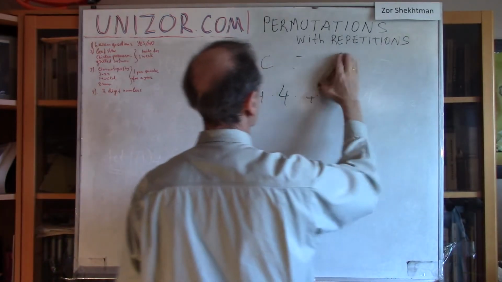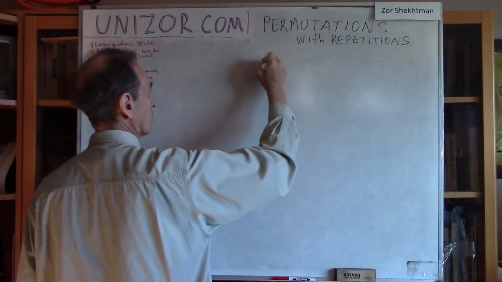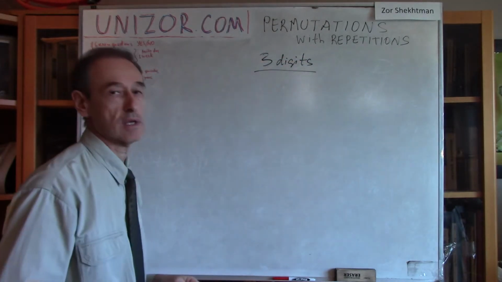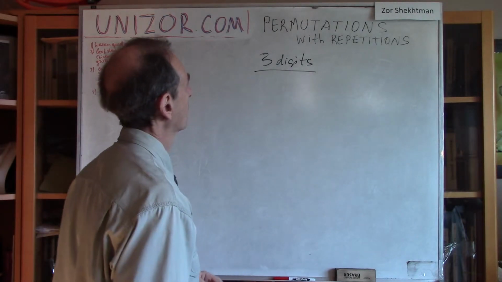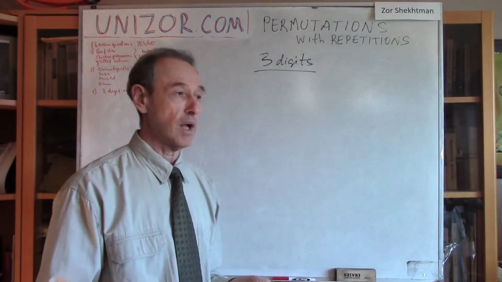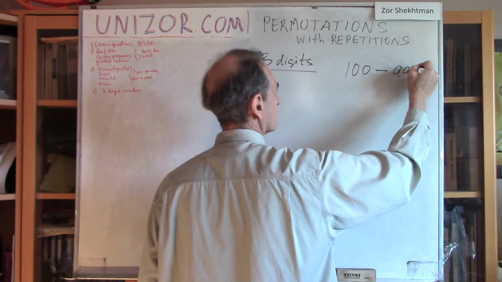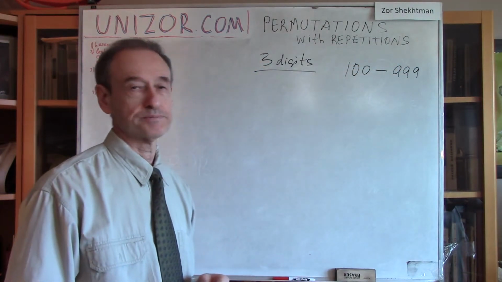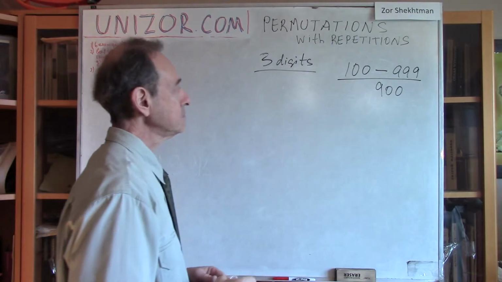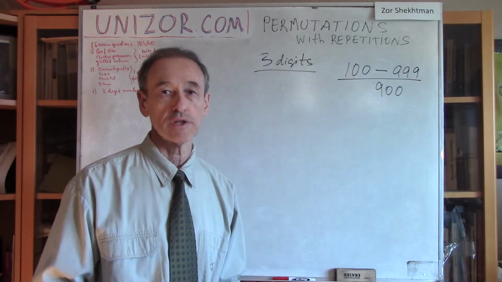Now, finally, I have to construct 3 digits I'm using as a number. Now, how many different 3-digit numbers exist? Well, from pure arithmetic, we know that 3-digit numbers are from 100 to 999, right? So, how many of them? 900, right? So, I have 900 different 3-digit numbers.